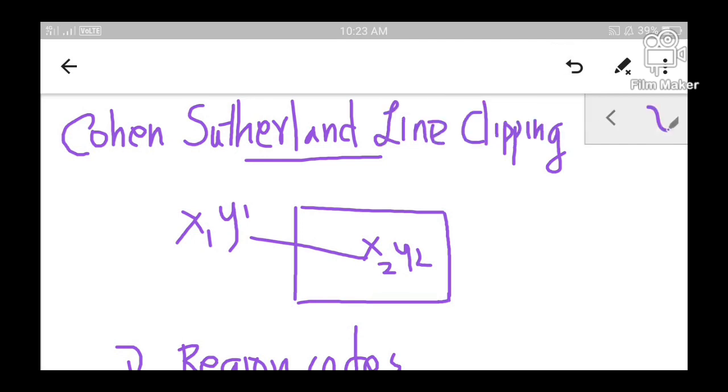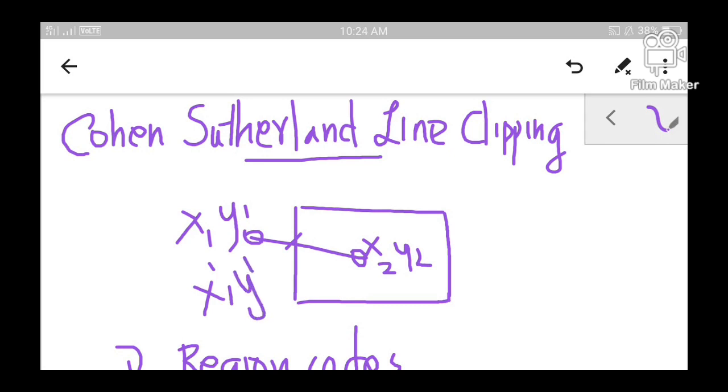Let us consider a line x1, y1, x2, y2. One point lies outside the window and the other point lies inside the window. What we can do? From the picture itself, it is clear that x1, y1 is outside the window and it requires clipping. After clipping, we need to find an intersection point and this intersection point will be in this boundary. Let the intersection point be labeled as x dash, y dash.